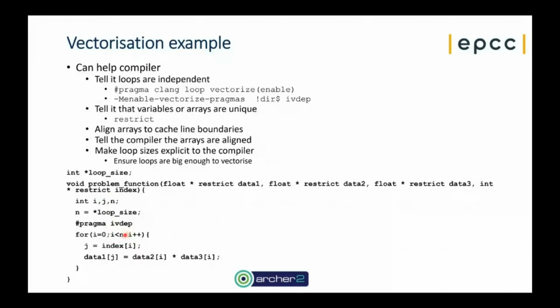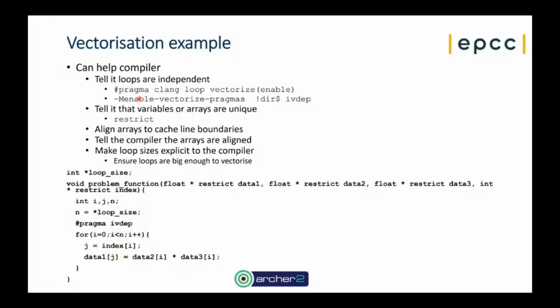And then this #pragma ivdep, which is for the Intel compiler actually, tells the compiler that the loop is independent. So even if it looks like it's not, because there's a J in here and it's coming from an index and we don't know what that means, I can look at it as a program and say, actually, I know that index I is always going to be in a sensible form.